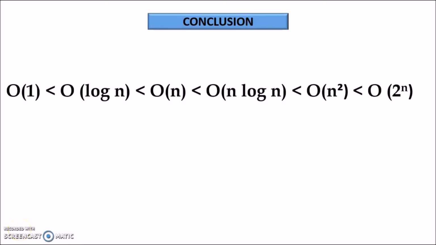Now that we saw all the examples of big O time complexity, we can conclude that big O of 1 takes fewer steps compared to big O of log n, which takes fewer steps compared to big O of n, which takes fewer steps compared to n log n, and so on with n squared, less than 2 to the power of n. Yes, I hope you understood this.